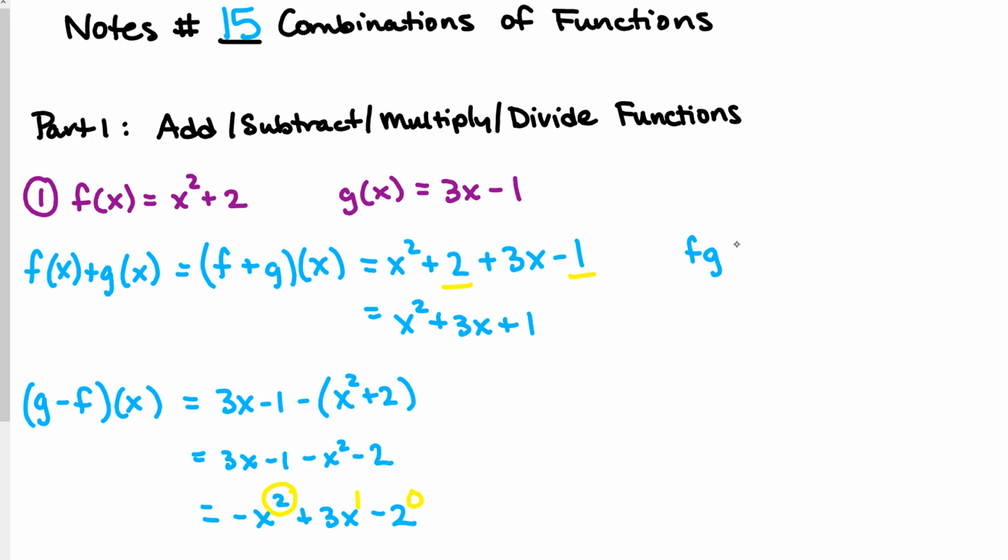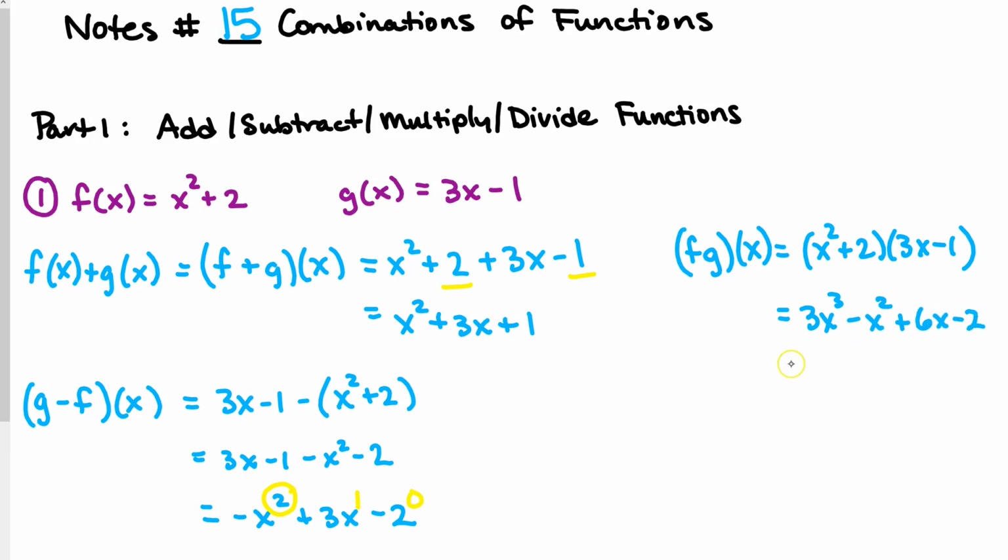So it might just look like that, fg, or it might say fg of x. And you're going to multiply the two together, x squared plus 2 times 3x minus 1. And in this case, to simplify, we need to go through the FOIL process. So the first is 3x cubed, the outside is minus x squared, the inside is 6x, and the last is minus 2. And then, I guess there's no like terms to combine, so it's done. What's the domain of that function? That's right. Since it's a polynomial, the domain is all real numbers.